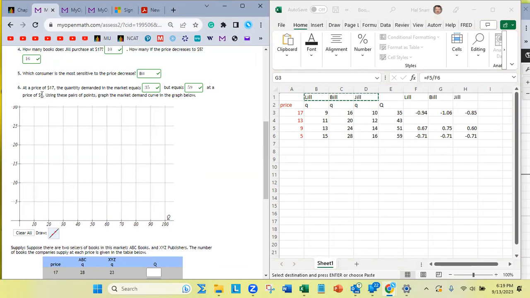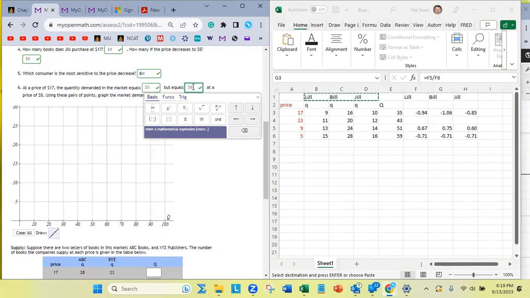So at a price of 5, the market participants collectively demand 59. So this is the price of 5. The horizontal axis is the quantity. So we have to start at 5 right here. The price is 5. This is quantity 0. Price of 5, quantity 10. Price of 5, quantity 20. Price of 5, quantity 30, et cetera, until we get out to 59, right?